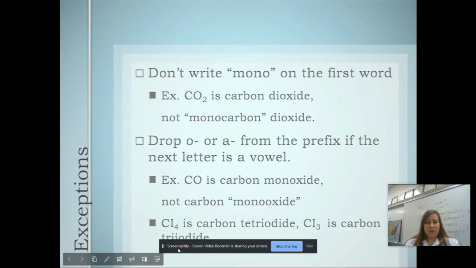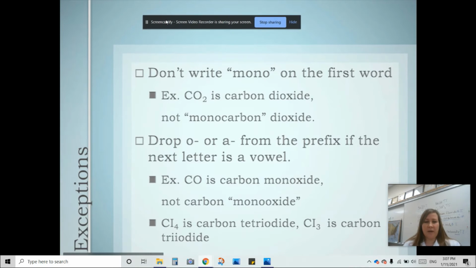There are some exceptions to the rules for how we do this. The first one is that we don't write mono on the first word. So if there's only one of the first element, we just say the element's name. So for example, CO2 is carbon dioxide. Lots of kids want to call it monocarbon dioxide. Well, the dioxide part makes sense because it's 2 oxygens, but carbon on the first word, we would not put mono because it's the first word.